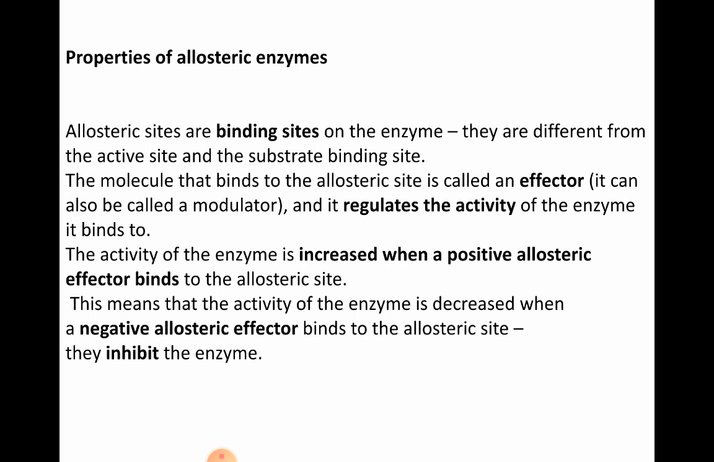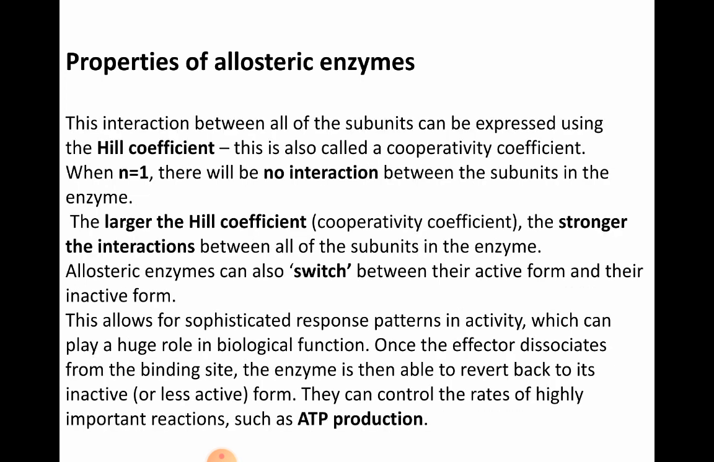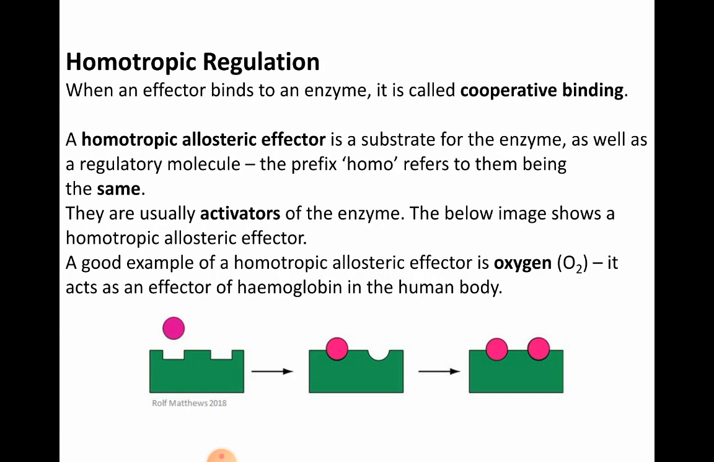So the regulators, or the modulators, or the effector molecules can be either positive or negative effectors. So positive effectors increase the activity of the enzyme, negative effectors decrease the activity of the enzymes. So again here it is the same thing continued. There can be two types of regulations: homotropic regulation and heterotropic regulation.